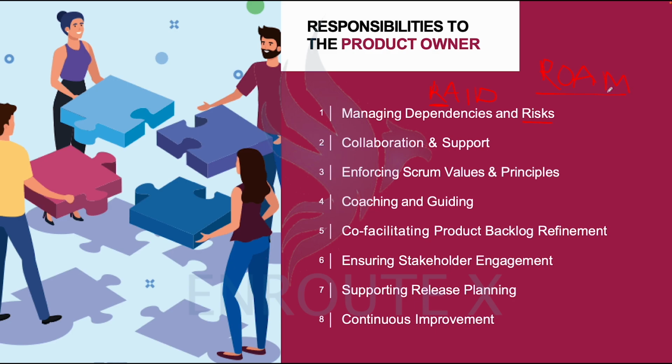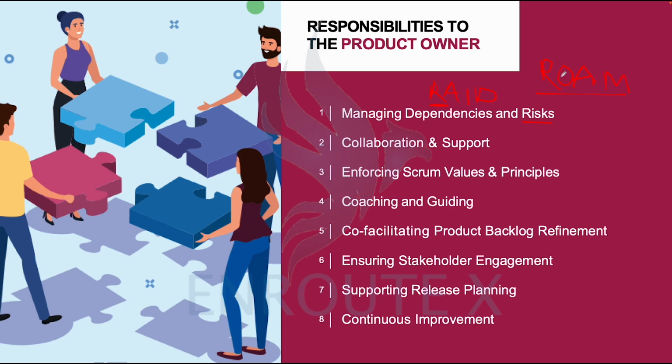And what does ROAM stand for? R stands for resolve. So you need to identify which of those risks can you resolve. The ones that you can get the solution for, you would resolve them. There are some other risks you cannot resolve that you need to own. O stands for own, right? There is another you need to accept, and there's the last you need to mitigate.